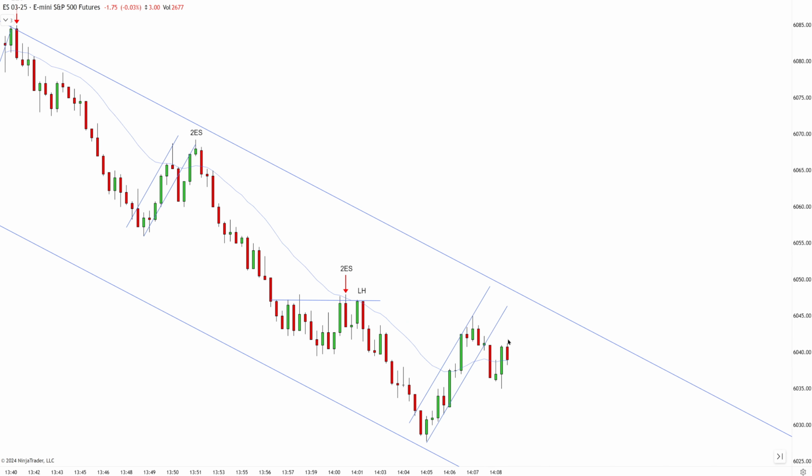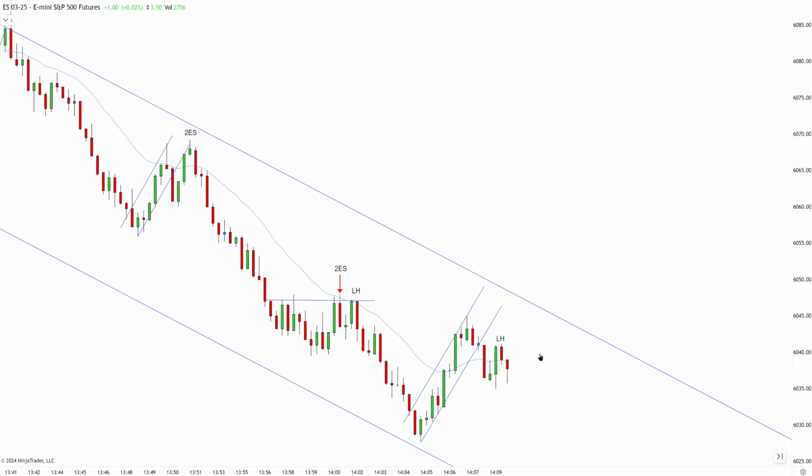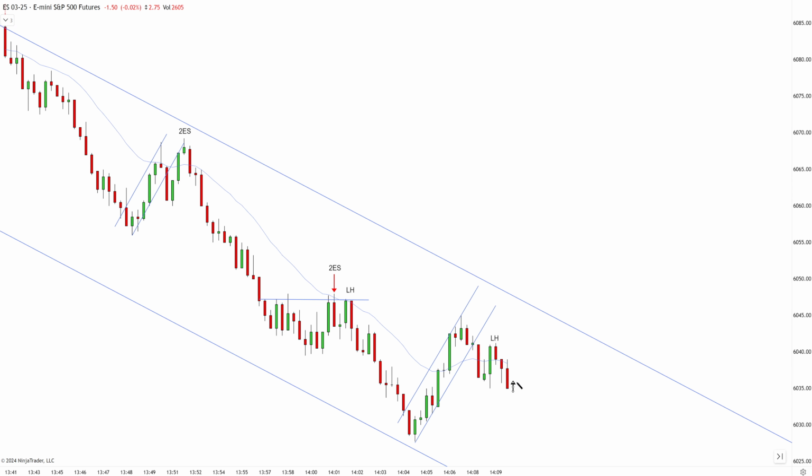You have a first entry long. So this is a lower high, but it's above EMA. Uptrend doesn't have new high. I want to see failed second entry long. I want to see something like this. Failed second entry long at the EMA.